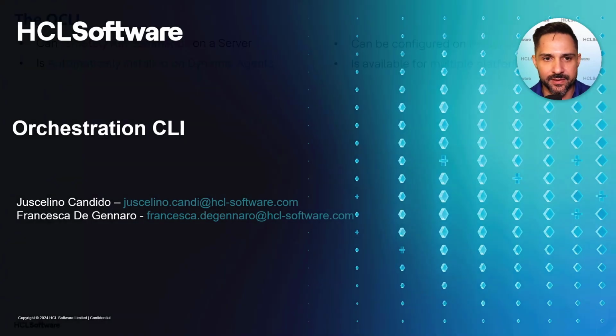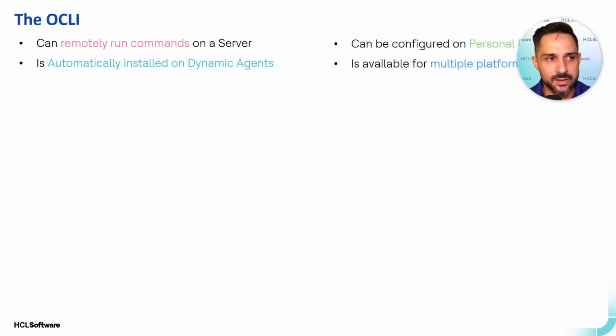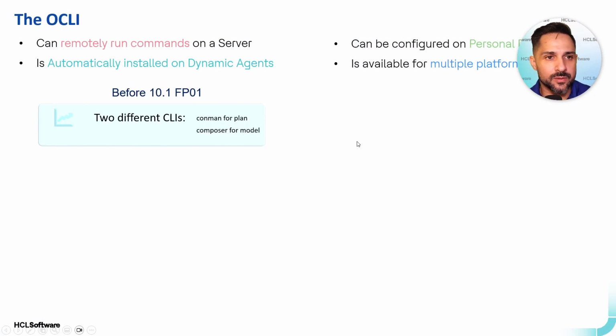Today we're going to talk about the orchestration command line interface. So what is the new OCLI? It allows me to run commands on my master domain manager. This functionality, the CLI, the command line, was introduced at 10.1 Fixpack 1.